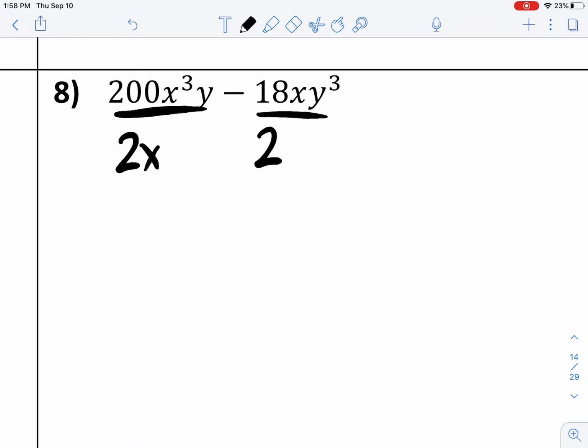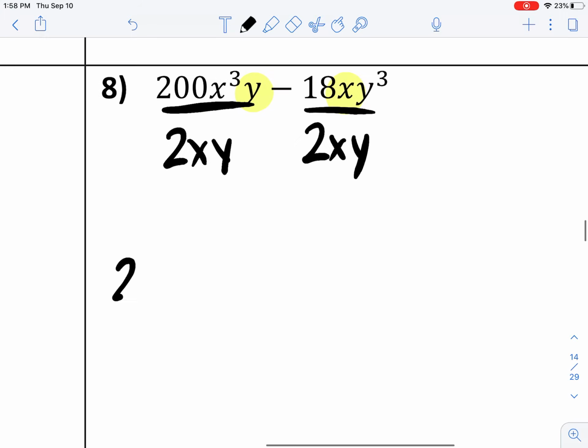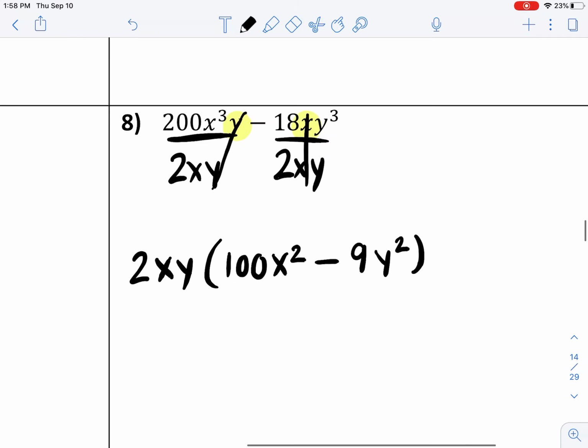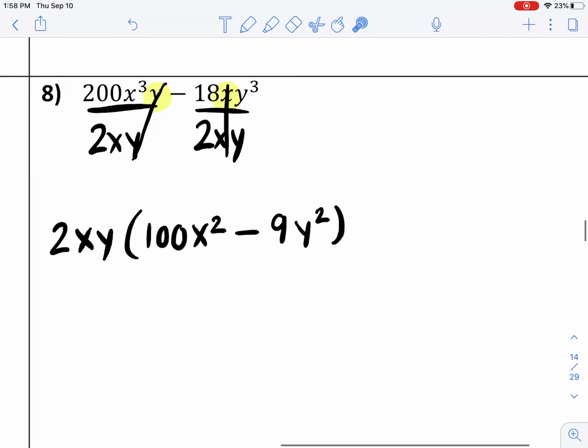They also both have an x, and they both have a y. So I have to use this x and this y in the GCF because those are the smaller ones. So I pull out 2xy, and I'm left with 100 x squared, y's cancel, minus 9, x's cancel, and then that's y squared. So GCF came out. Now look what you have left. I've got 2 terms. Anytime you've got 2 terms, you've got to see if it's DOPS.